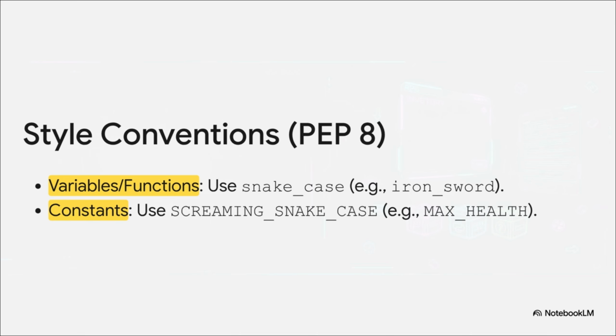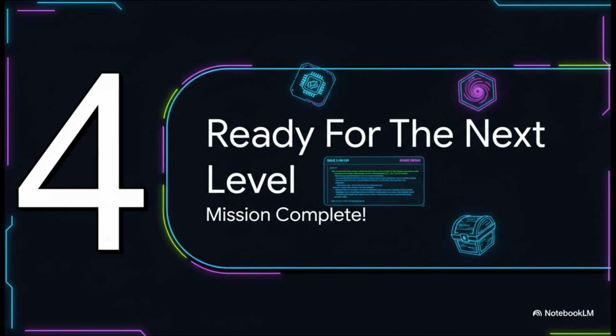But for your legendary items, values that you never ever intend to change, like MAX_HEALTH, the stylists use all caps, or SCREAMING_SNAKE_CASE. It's like putting a giant sign on it that tells other developers this value is sacred. Do not touch. And just like that, you've done it. You've completed your very first quest in Python programming.